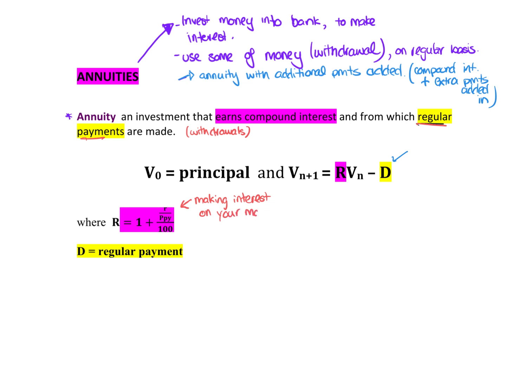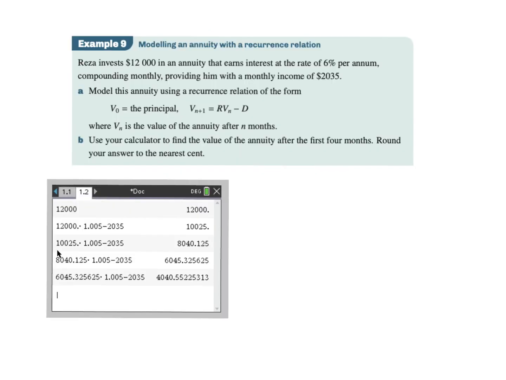And so that's why it's going to be a growth. So it's a growth, and then the regular payments you're taking away, because you're using it, so that would really be like a decay. So it's coming out. All right. So let's have a look at this example.